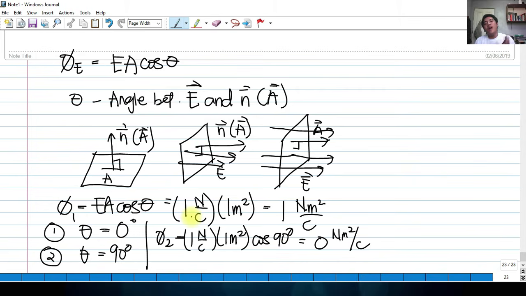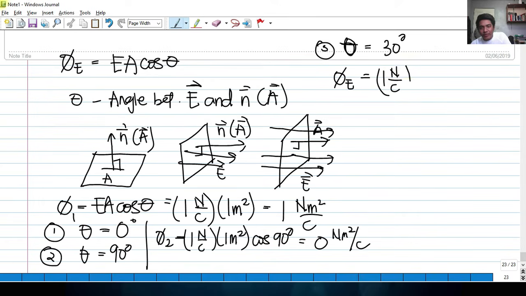Okay, and again, theta is the angle between the electric field and the normal vector or the area vector. So the flux is 0 Newton meter squared per coulomb. So what will happen if, in case 3, we have a theta between 0 and 90, let's say 30 degrees? So, again, for our electric flux, I'm sorry, this should be angle theta, not phi. Angle 30 degrees. So, again, still the same.